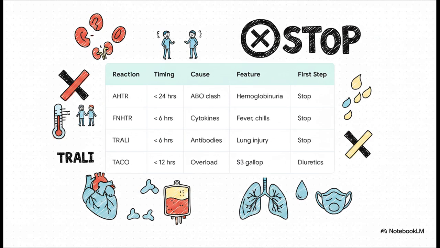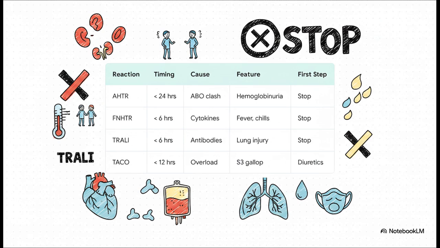Next, FNHTR happens in hours, caused by donor cytokines. Distinguishing feature is an isolated fever and chills. First step, stop the transfusion, give Tylenol. TRALI happens within 6 hours, caused by donor antibodies. Distinguishing feature here is non-cardiogenic pulmonary edema with hypotension. Stop that transfusion. And finally, TACO happens within 12 hours, caused by fluid overload. Distinguishing feature is cardiogenic edema with hypertension and a high BNP. First step for this one, respiratory support and diuretics.